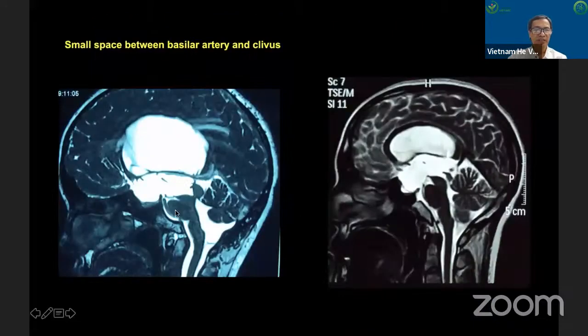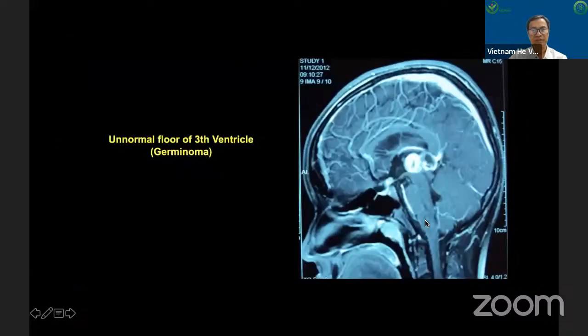In this case, you can see the basilar artery here, but the space is very small. In this case, it is dangerous. And in this case, this is a normal floor of the third ventricle because of seminoma. We can see the floor. Here you can see this small space.